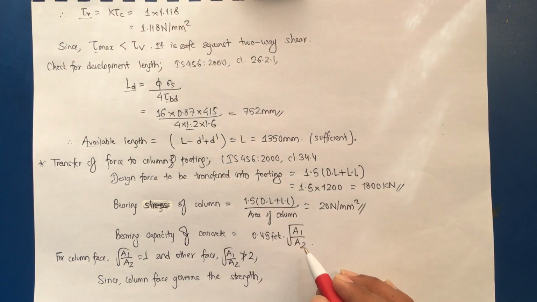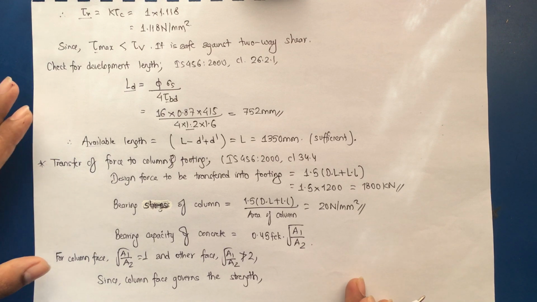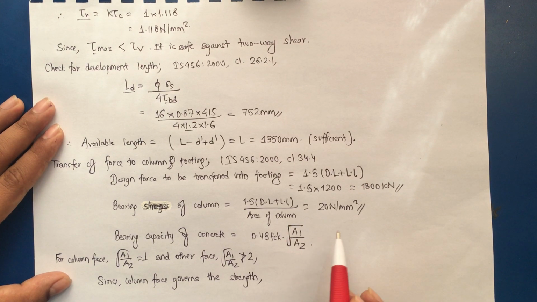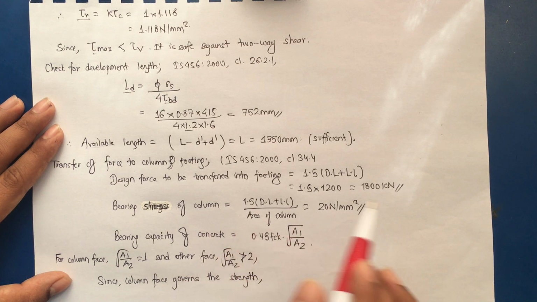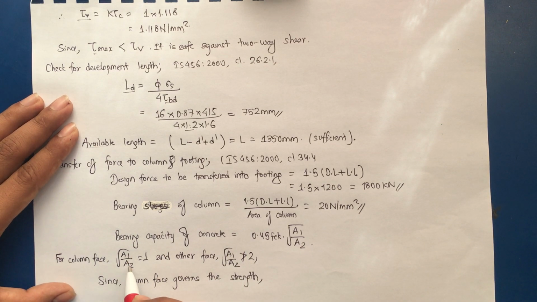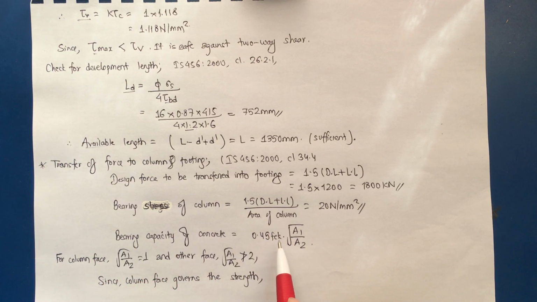and the bearing capacity of concrete is 0.45 FCK multiplied by under root A1 by A2. I have already explained about A1 and A2 in the previous video. In this video I will not go into detail about that because the column face governs the strength, so we will not need the term A1 and A2 anyway. For the column face the value of A1 by A2 should be taken as 1, and for other faces the value should not exceed 2, and for the bearing capacity we'll take the smaller value, that is we'll consider the least bearing capacity of concrete, that is for the column face, so 0.45 FCK into 1, that is the bearing strength of concrete.